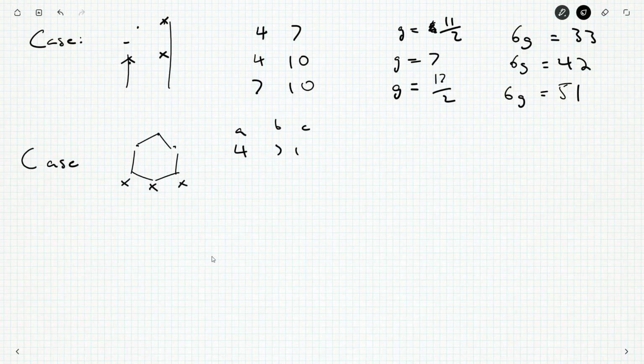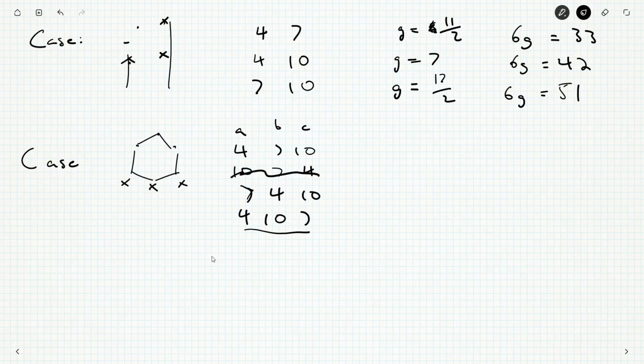We could have 4, 7, 10. Technically, we could have 10, 7, 4, but that's just a mirror case, so I'm not going to list that. So we could have 7 in the middle. We could have 4 in the middle. We could have 10 in the middle. I'm not entirely sure this last one here is possible, but it doesn't matter.